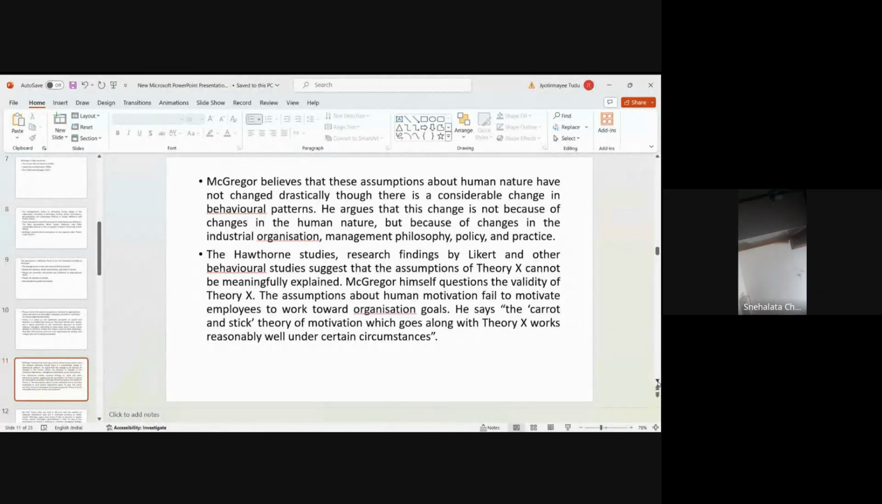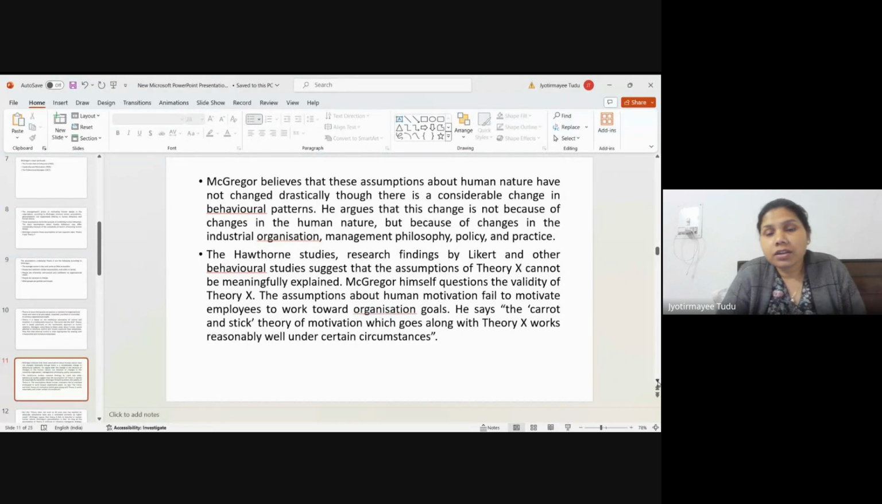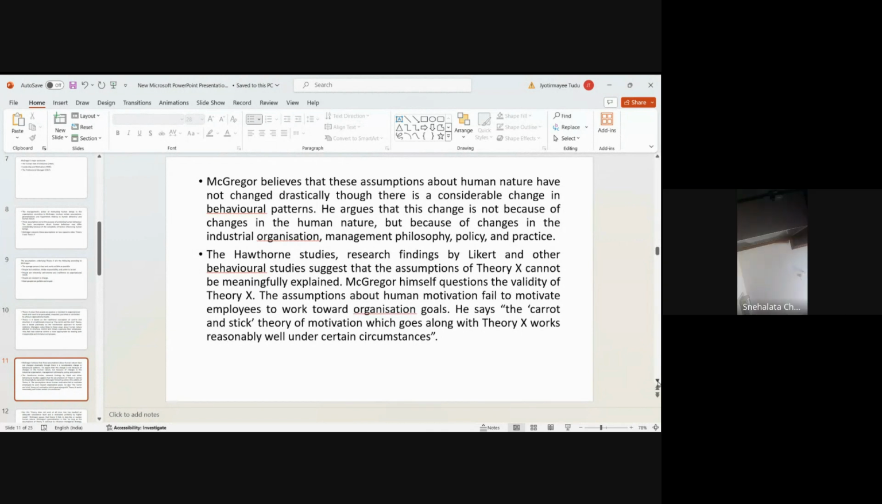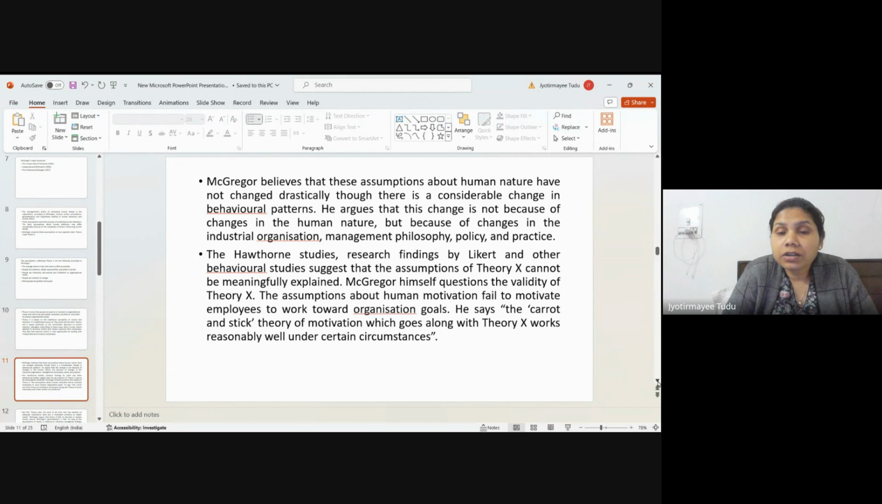So in that regard, we have studied how human nature has been shaped in the organization. And if we think that the individual is a very rational being, and he or she has the capacity to determine what is rational, then of course such rationality must have a complementary relationship with the kind of work he or she is doing, and it must have a substantive impact on the concerned organization. But the point is that if we go by theory X, here McGregor believes that the assumptions relating to human behavior have not changed radically, but the behavioral pattern has changed.